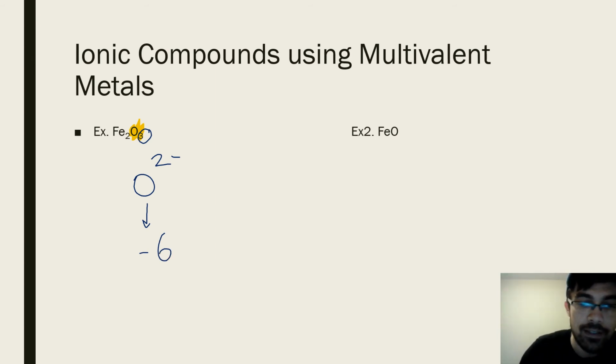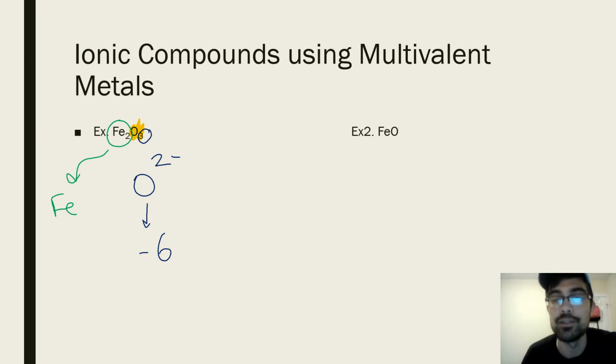Okay, let's look at iron now. Iron's the other guy in this equation. Let's use green here. Iron, like I said, can be multiple things. It can be +2, it can be +3. But if you notice, there are 2 of them. So the negative charge being supplied by oxygen here, -6, needs to be canceled out by 2 atoms of iron. So what you basically do is divide this 6 by 2.